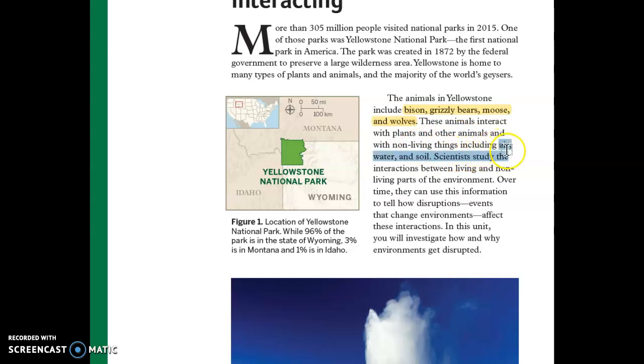Oh, there's a non-living thing that they interact with: air. How might they interact with air? Water. How might they interact with water? And then soil or dirt. How can animals interact with these three things? They're not alive. Scientists study the interactions between living and non-living parts of the environment. Over time, they can use this information to tell how disruptions, once again, events that change environments, affect these interactions. In this unit, you'll investigate how and why environments get disrupted.